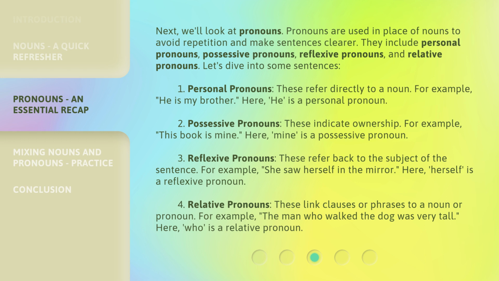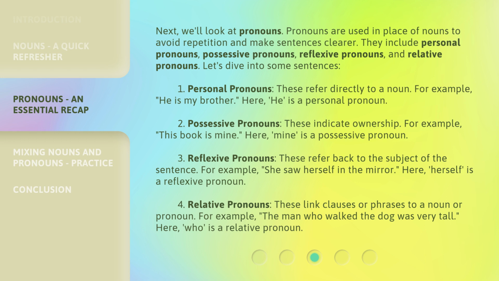1. Personal pronouns. These refer directly to a noun. For example, he is my brother. Here, he is a personal pronoun. 2. Possessive pronouns. These indicate ownership. For example, this book is mine. Here, mine is a possessive pronoun.